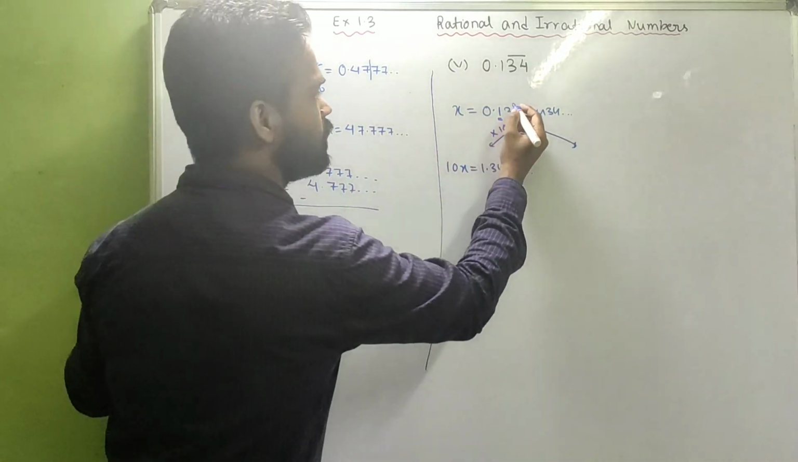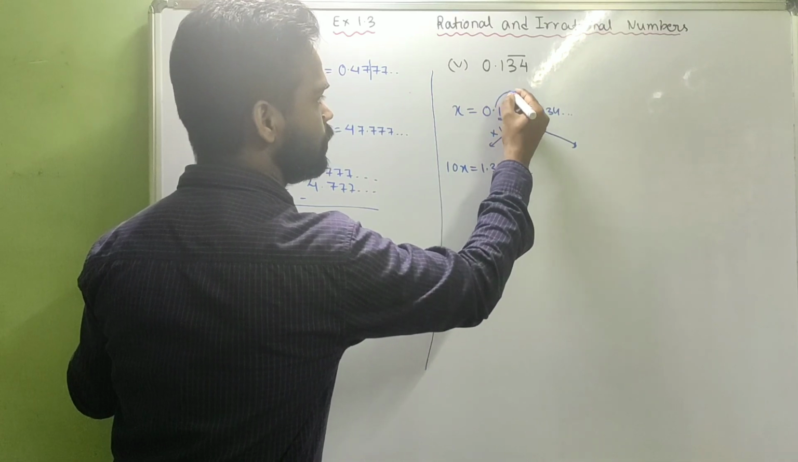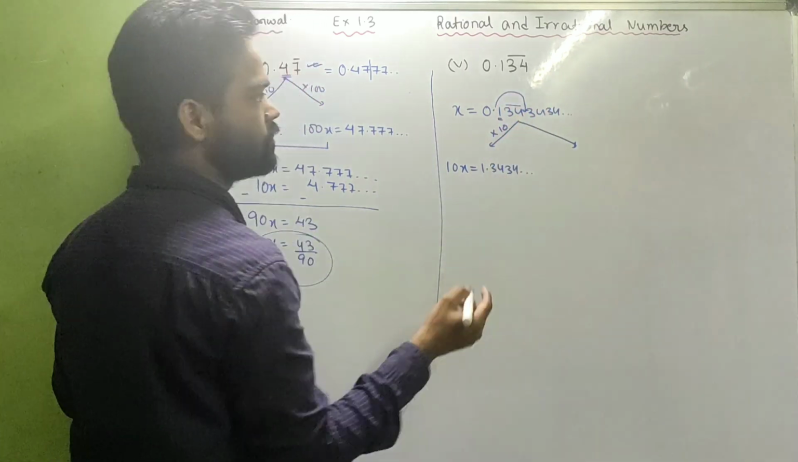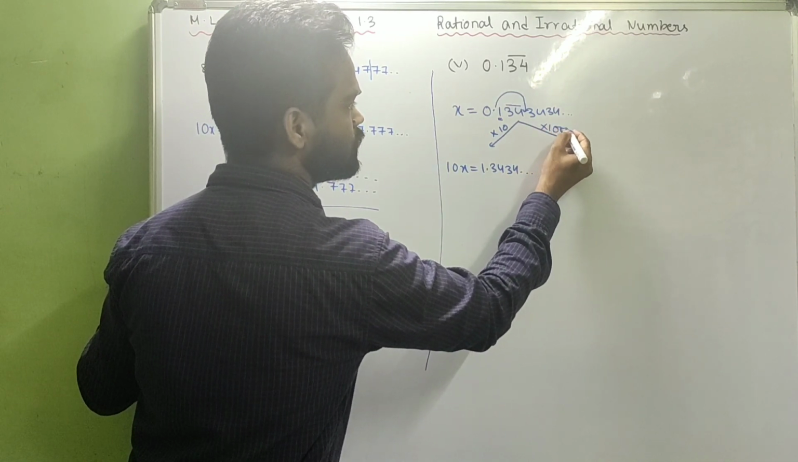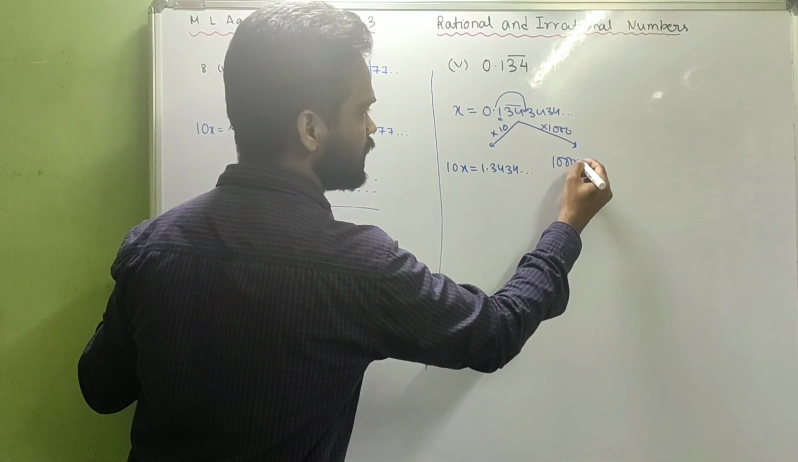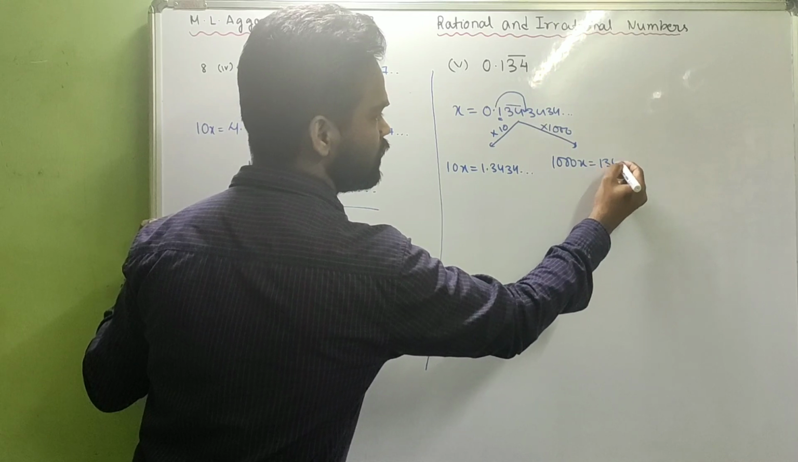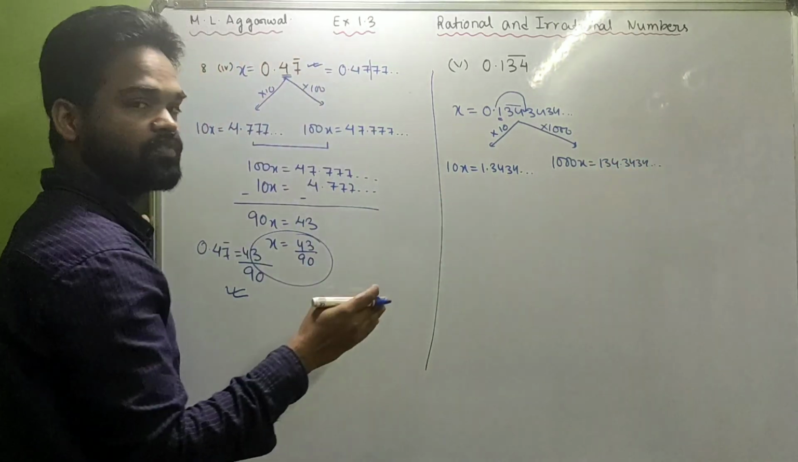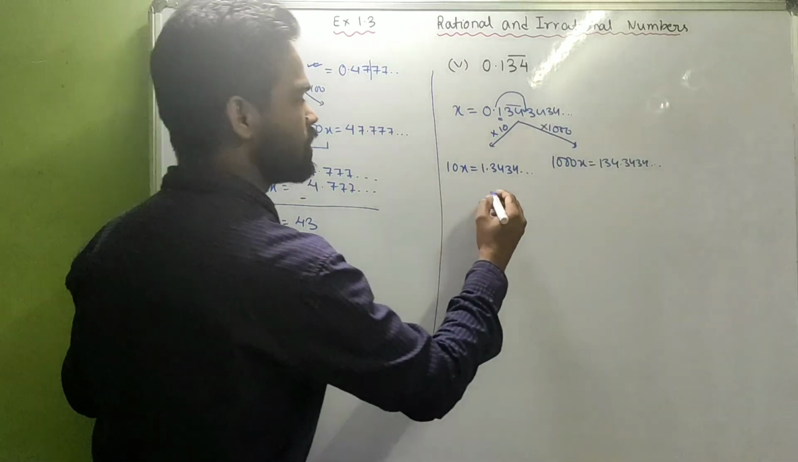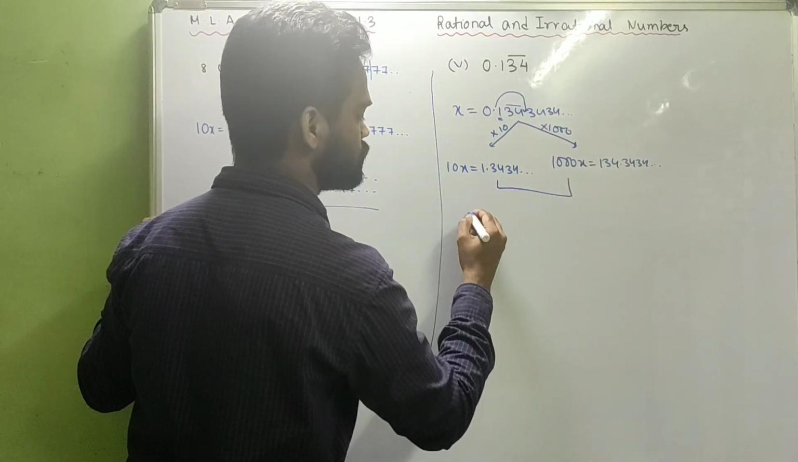Then we'll try to bring the repeated part before the decimal. There are 2 repeated parts. So we'll try to bring the decimal over here. So we'll multiply by 1000. So this becomes 1000x equals 134.3434. See, the portion after the decimal should be the same. Then you subtract these two.